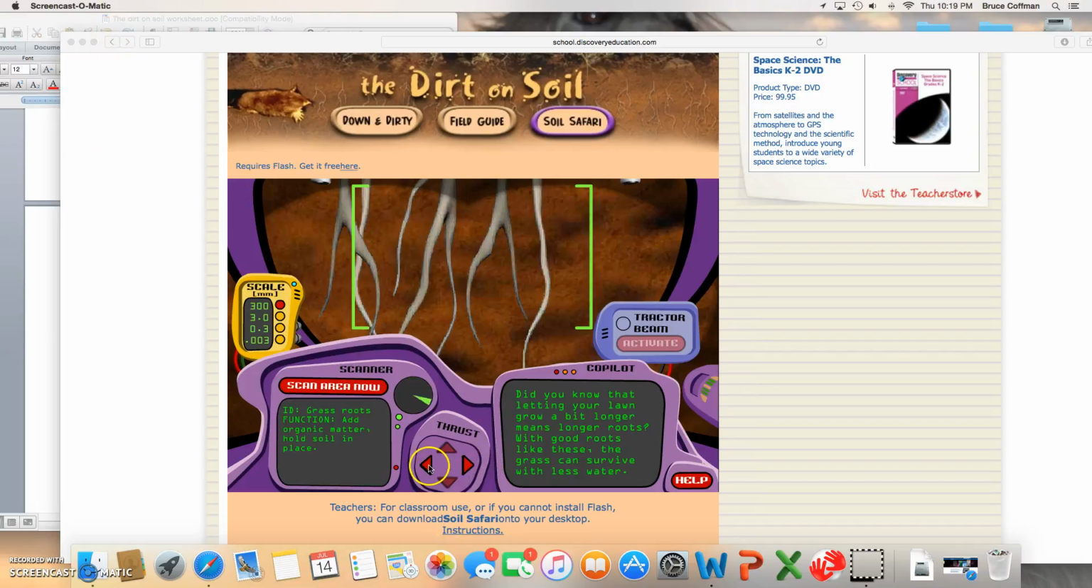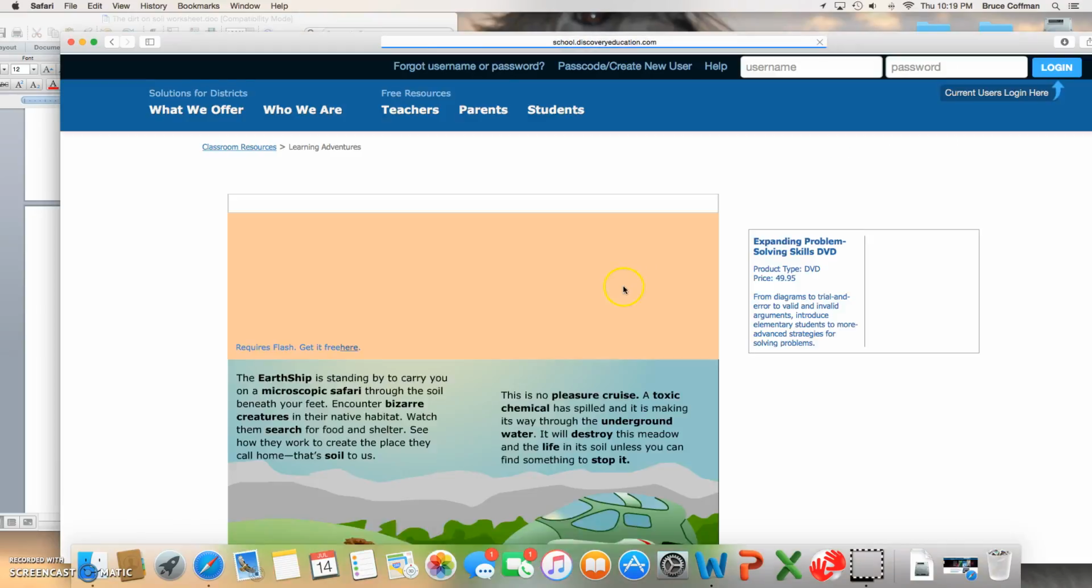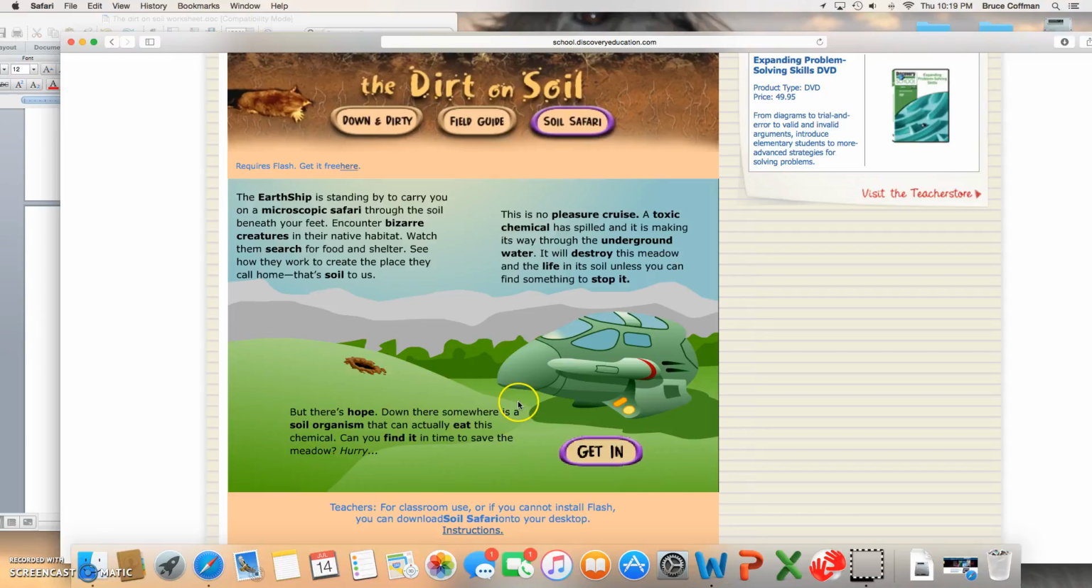I'm back here, but I'm going to go back out. I'm going to reboot this. I have to give you guys some prior knowledge. There was a toxic spill, and they need to find a way to get rid of that toxin. So we've got chemistry there, and then we have the ecology showing that bacteria and other soil organisms can help regulate toxins, even though it's rare. A toxin has spilled, making its way through the underground water, the aquifers, and it will destroy this meadow life unless you can do something about it.